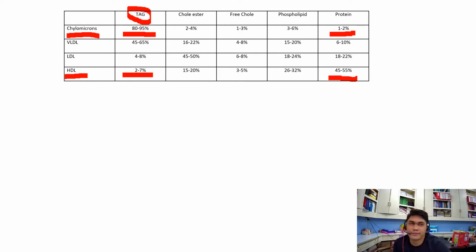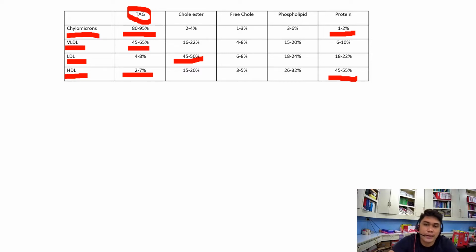Protein is heavier compared to triglyceride. For VLDL, the most abundant component is TAG because it's the carrier of endogenous triglyceride. For LDL, the most abundant is cholesterol ester, 45 to 50%. So that is for your lipoproteins.